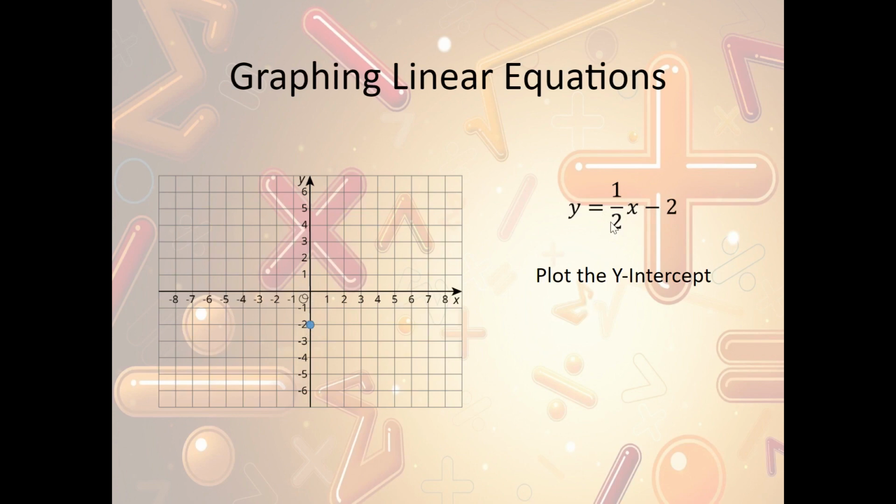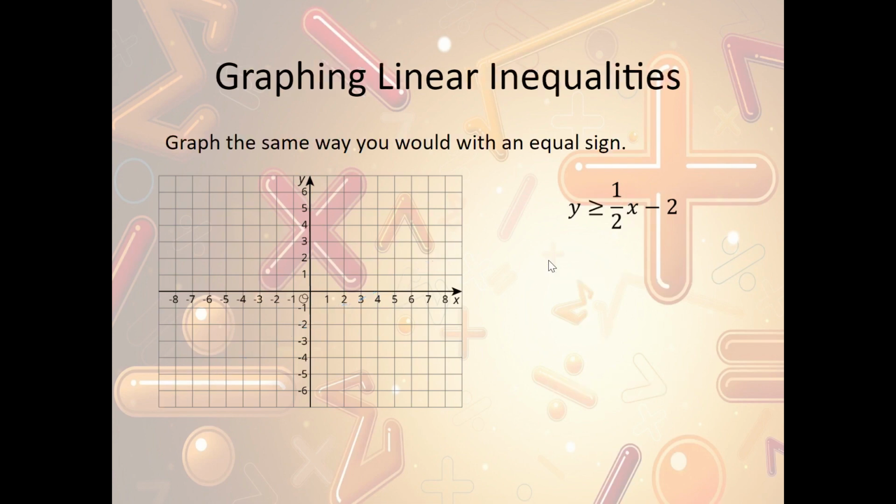Then I'm going to use the slope to plot the second point. So this tells me I'm going to go change in y of 1, so I'm going to go up 1, change in x of 2, so I'm going to go to the right 2, so up 1 to the right 2, and I plot my point there, and then I connect the dots, and now I have a linear equation that's been graphed.